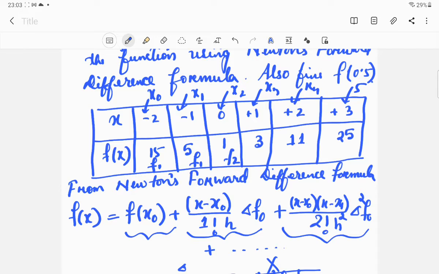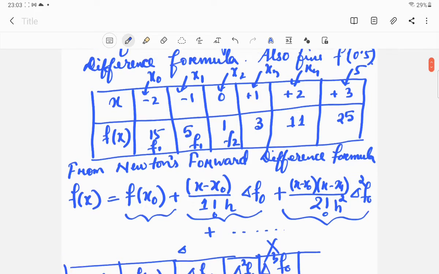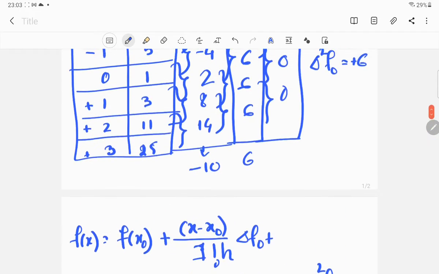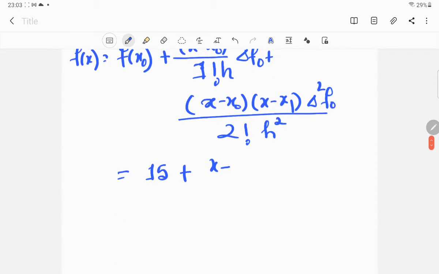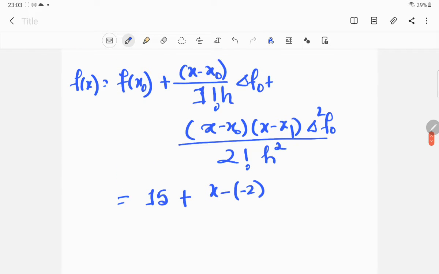So if I ask you what is the value of x naught, so del f naught is nothing but 15. So it is 15 plus x. Let it be like this, x naught means first value of x, that is minus 2. So it is, okay, divided by factorial 1 means 1.